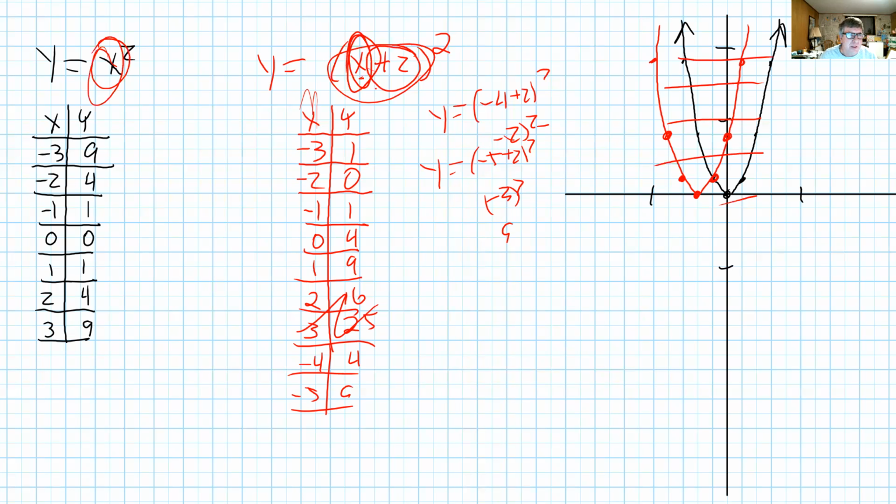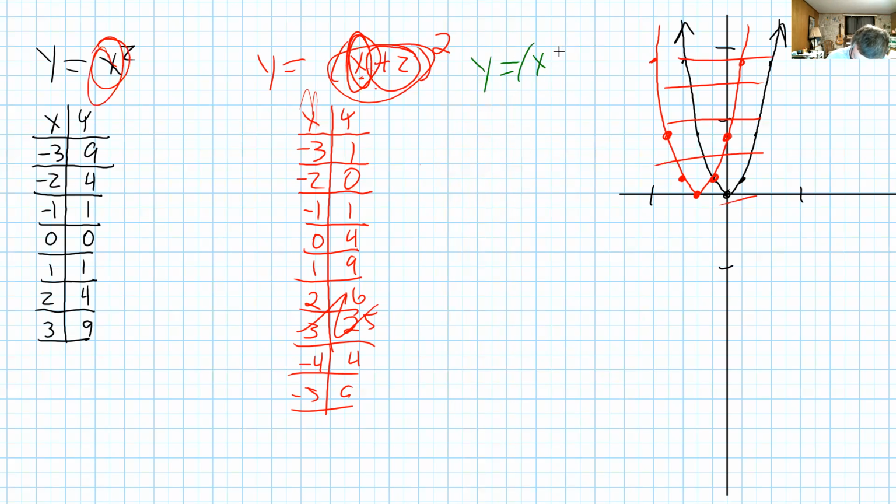Now let's do this. And let's go back here and let's take a look at y equals x minus 3 squared.